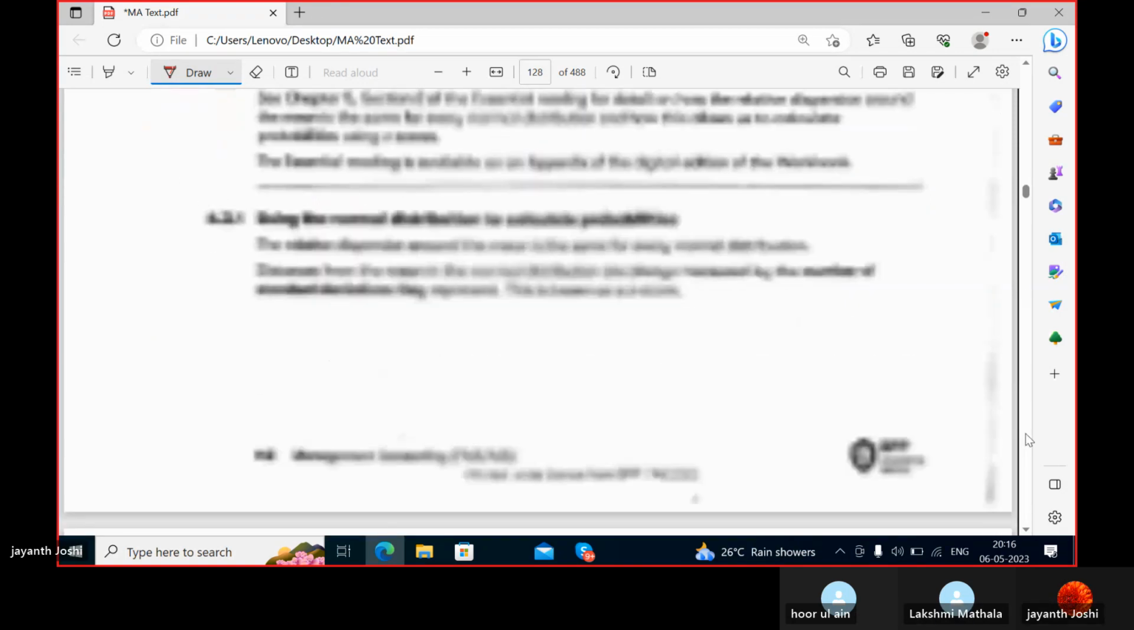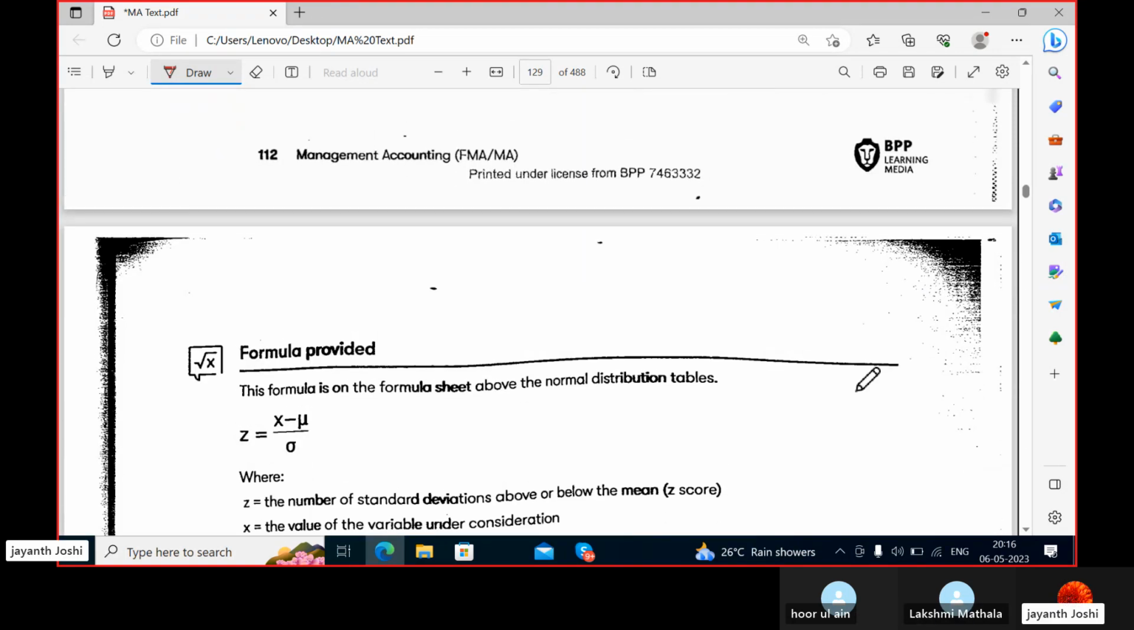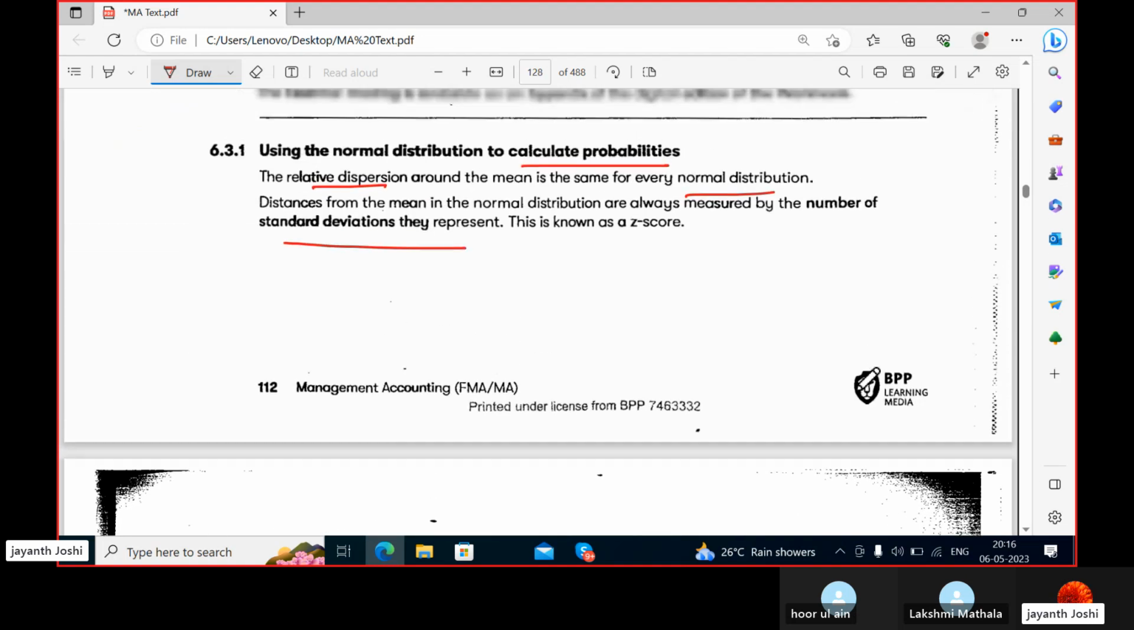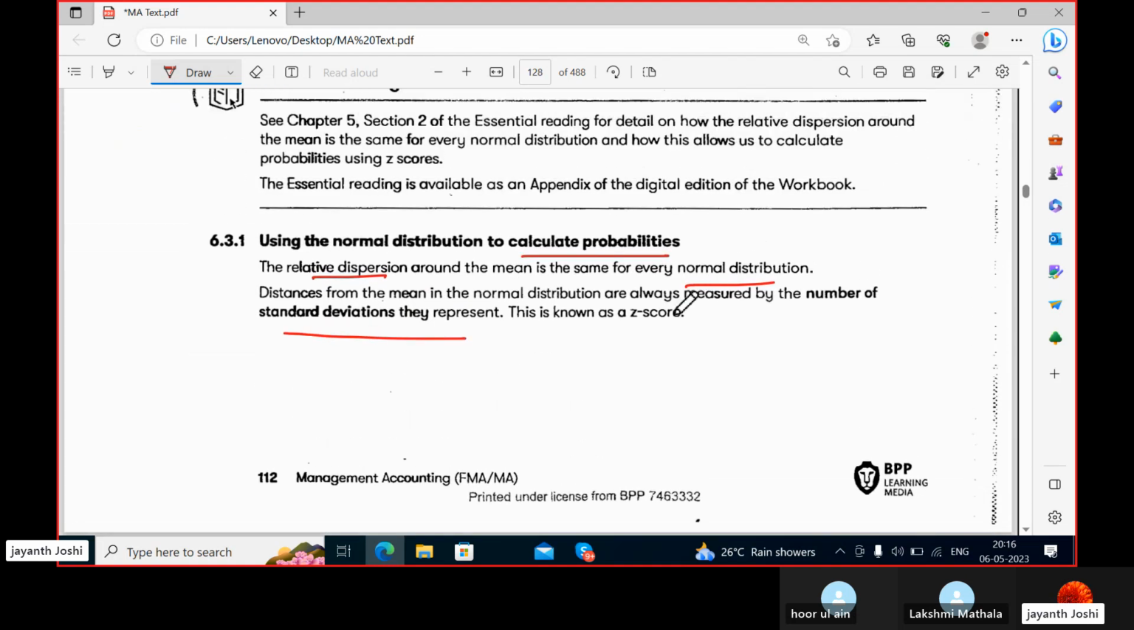Yes. So the number of standard deviations away from the mean can be calculated with a particular measurement called the z-score. What is that?